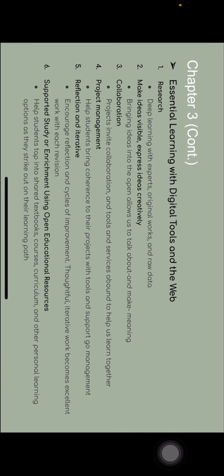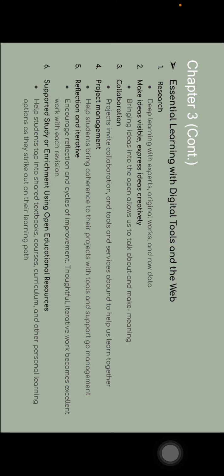Chapter 3 continued, essential learning with digital tools and the web. Number 1 is research: deep learning with experts, original works, and raw data. Number 2, make ideas visible, express ideas creatively. Bringing ideas into the open allows us to talk about and make meaning. Number 3, collaboration. Projects invite collaboration, and tools and services abound to help us learn together.